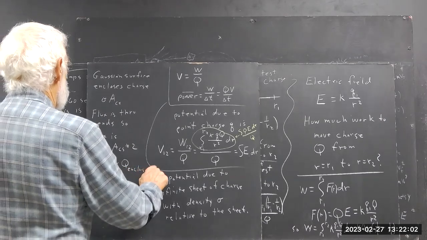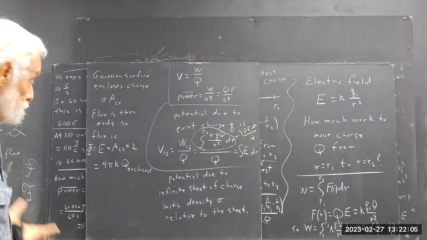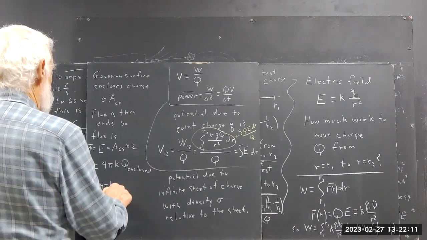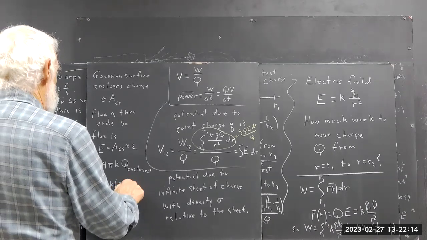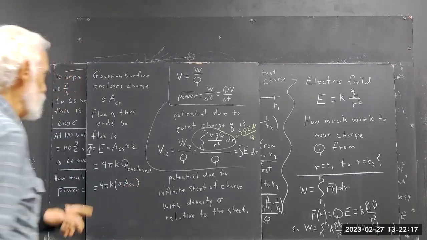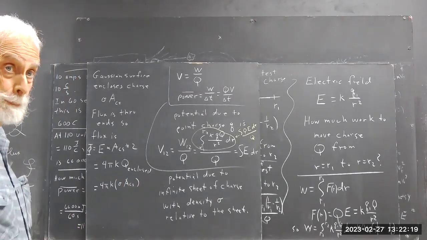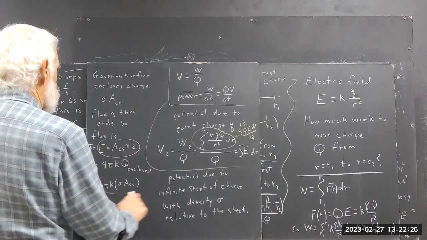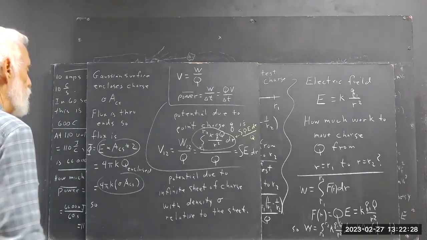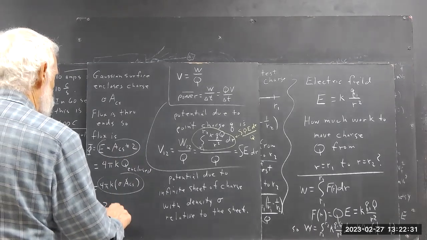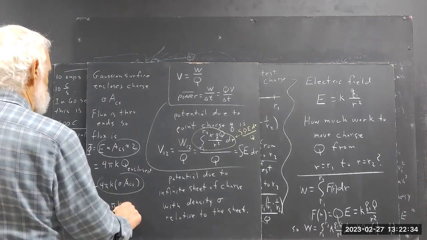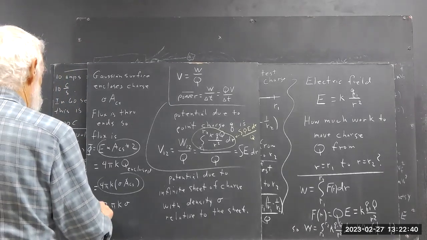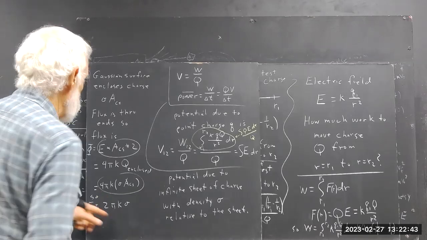There's your universal relationship. Or pi k sigma times the cross-sectional area. So, this is equal to this. You've got a 2 here in the cross-sectional area, so you divide both sides by 2, and you get E equals 2 pi k sigma.